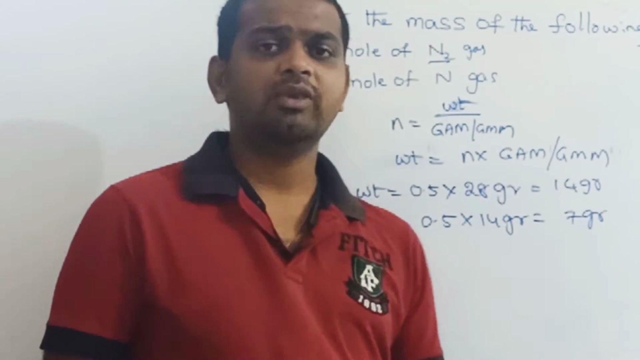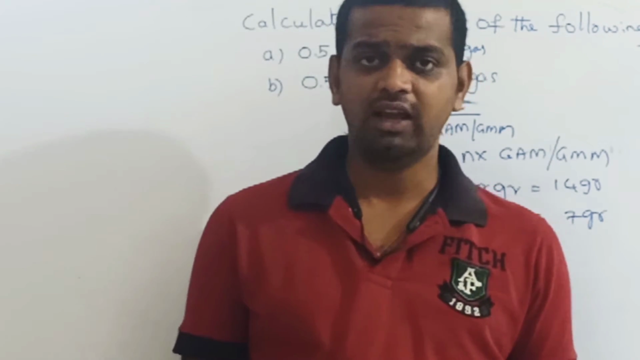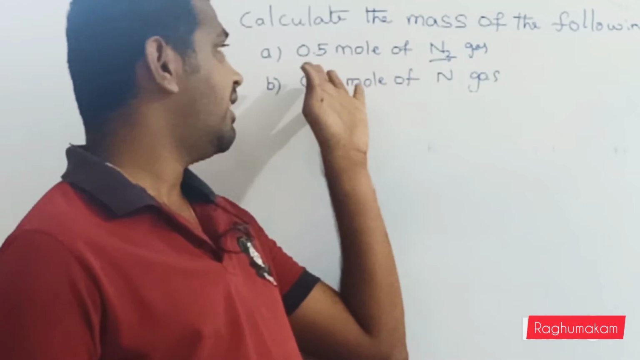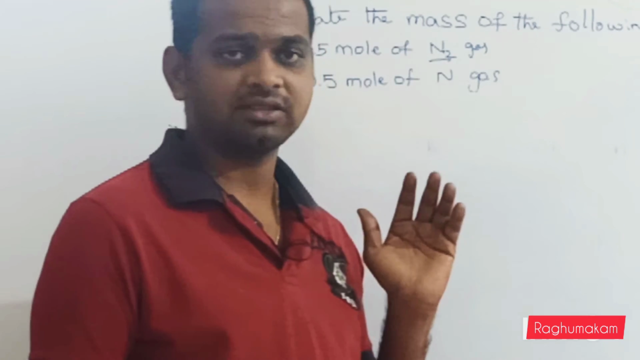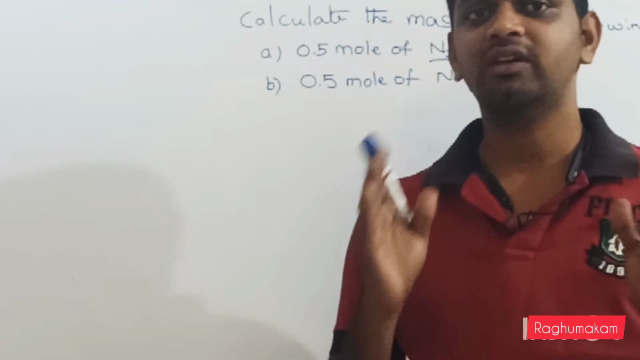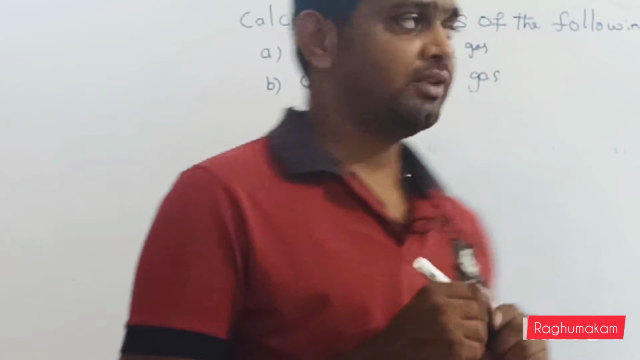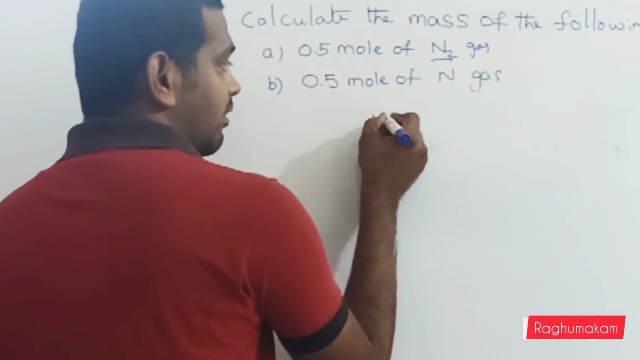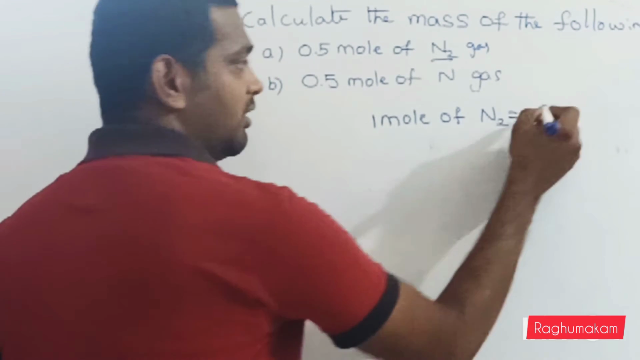I think from this numerical you might have understood the difference between gram atomic mass and gram molecular mass. Now let me explain without using the formula method. In the question, 0.5 moles is given and we are asked for N2 in terms of mass. Our first step is to establish the relationship between mole and mass of the given substance. 1 mole of nitrogen gas will consist of how many grams? Here a nitrogen molecule is given, so 1 mole of N2 consists of how many grams? 28 grams.